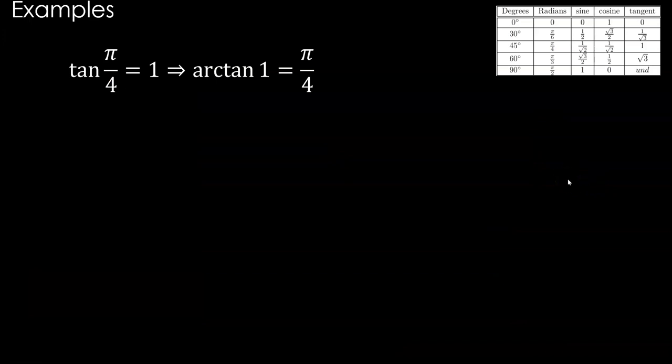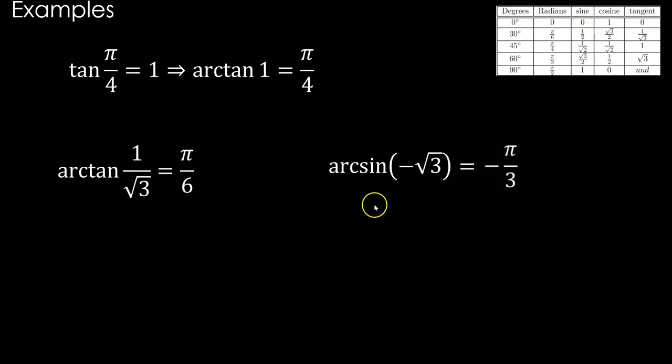Tan of pi over 4 equals 1, which means arctan of 1 is pi over 4. Arctan of 1 over the square root of 3: I go over here and look at 1 over the square root of 3, work back, and I get pi over 6. If I want to know the arctan of negative square root of 3, I'm going to look for the square root of 3, work my way back and see that it's pi over 3. Since I'm asking for the arctan of negative square root of 3, the answer is negative pi over 3.